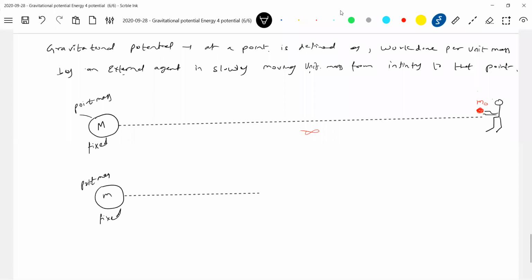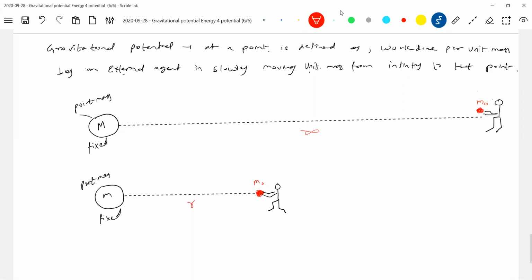So when the test mass is here, how will he move? He'll move very slowly, step by step, step by step, like this. He will never have any acceleration. In that way, what happens? He'll move that one. M naught, you call. The test mass is what? M naught.